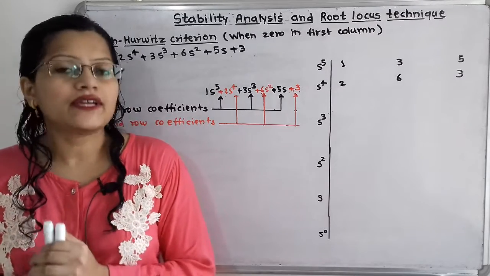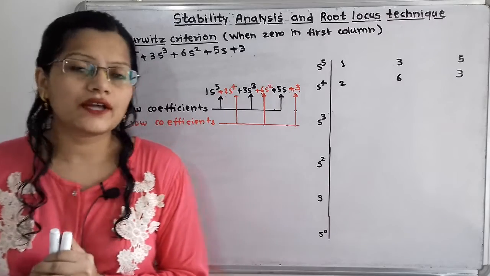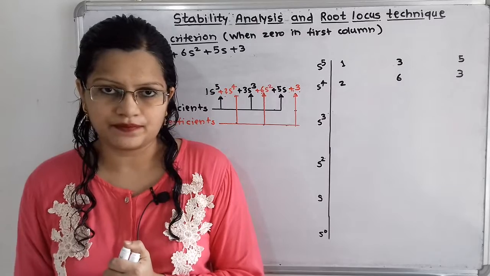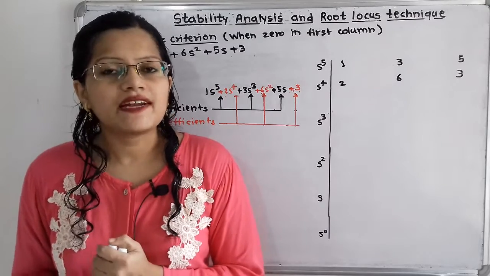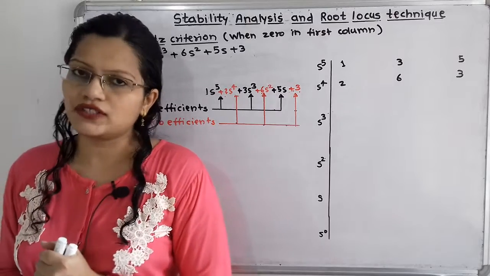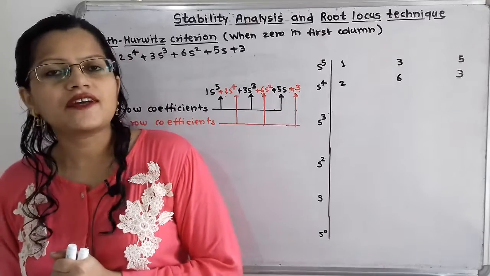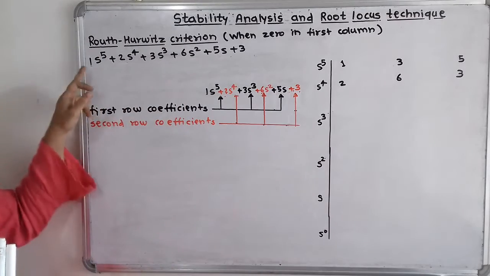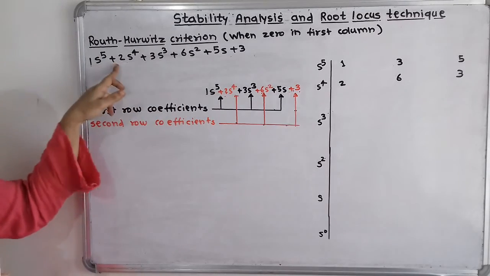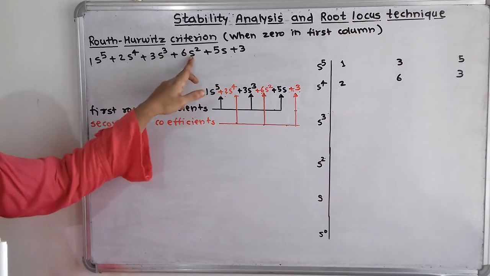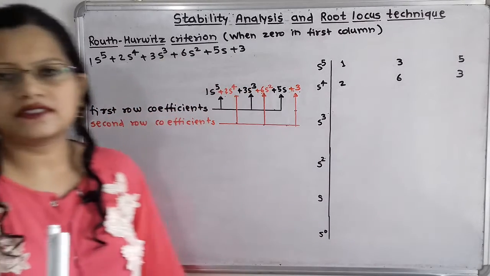Today we are going to solve a problem on stability analysis and root locus technique. In this video we are going to apply Routh Hurwitz criterion to determine the stability of a system. Here we will take the case when the 0 appears in the first column. Let us first observe the characteristic equation for the given system: s^5 + 2s^4 + 3s^3 + 6s^2 + 5s + 3.